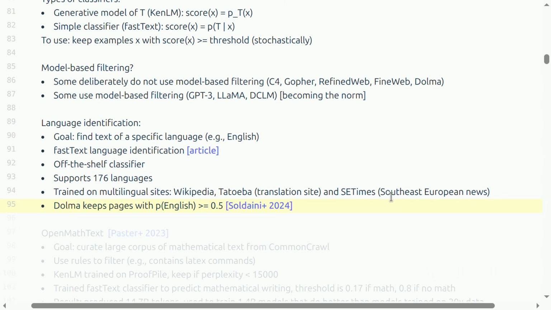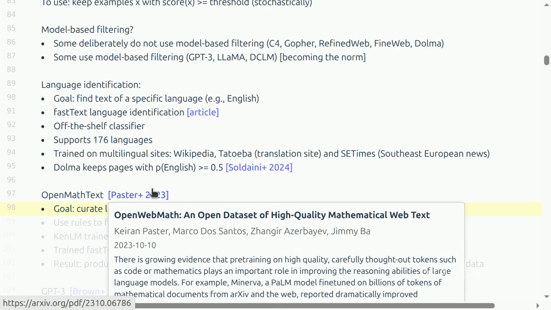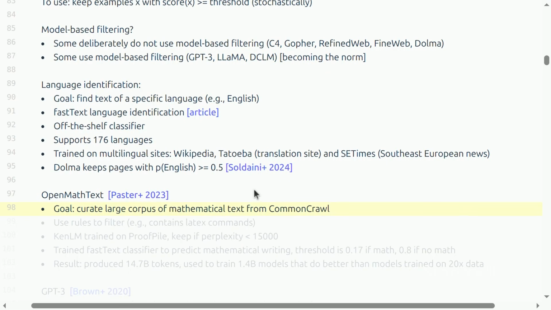Okay, and once you have your classifier, you just choose some threshold. This is generally fairly heuristic. Another thing you can do with filtering is, suppose you're looking for data of a certain type. Let's say you want to get really good at math, so you want to go and find a bunch of math data. OpenMathText is a paper from 2023 where the goal is to curate a large corpus of math text. This pipeline consists of a few steps.